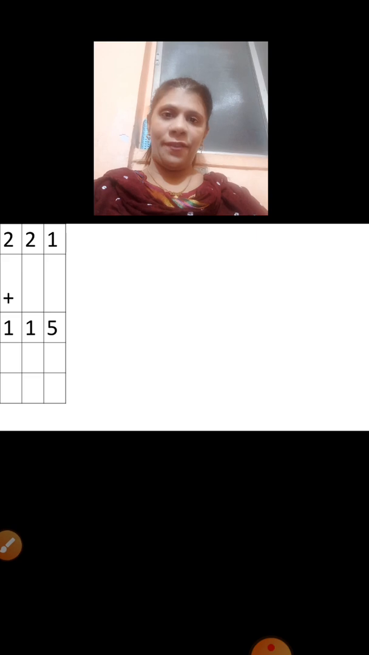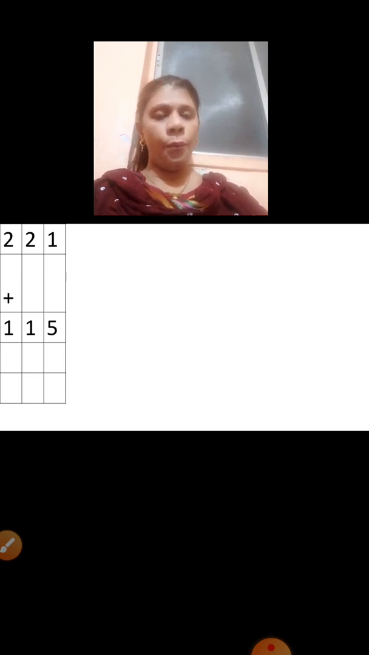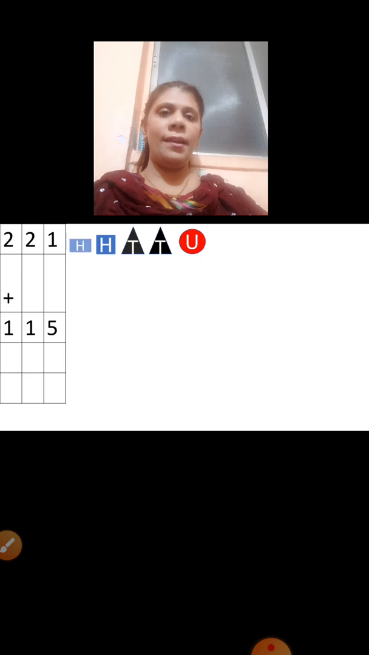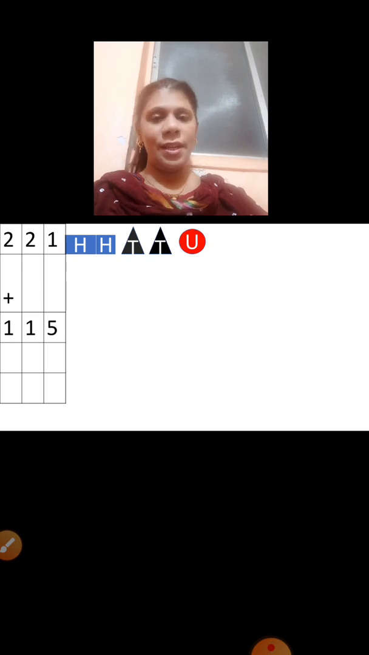221, 115. 221 plus 115. Okay. So now which number is in units place? Number 1. Okay. So how many units we are going to draw? 1. And which number is in tens place? Number 2. So how many tens we are going to draw? 1 and 2. Which number is in hundreds place? Number 2. Correct. So how many hundreds we are going to draw? 1 and 2. So 200, that is 2H. 2T, that is 2 tens, that is 20 and 1 unit.